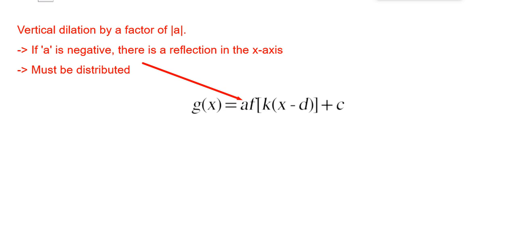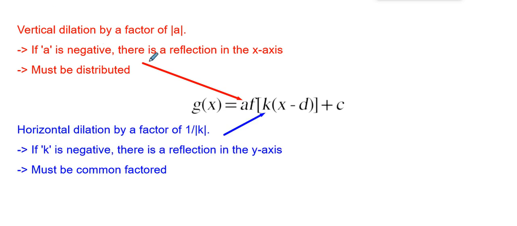So to recap, the a value is the vertical dilation, and it will vertically dilate it by a factor of a. If a is negative, then there'll be a reflection in the x-axis. This value must be distributed as needed, and we'll see that in the next example to clarify.